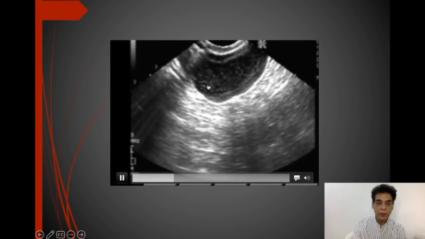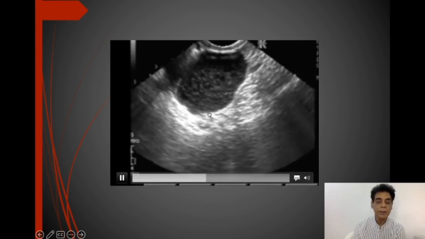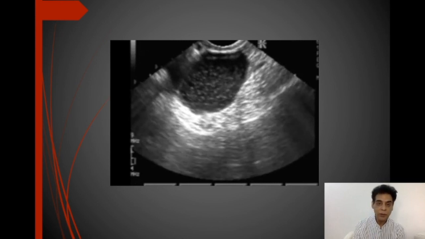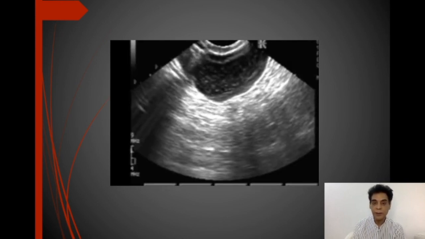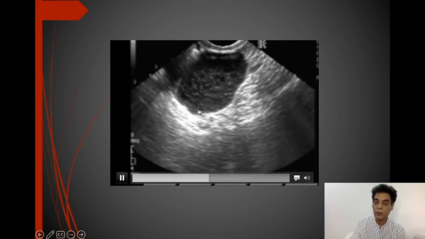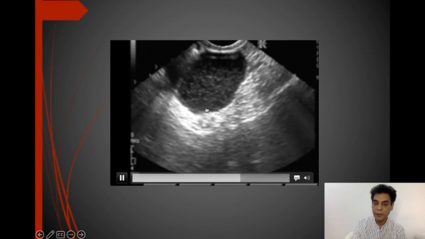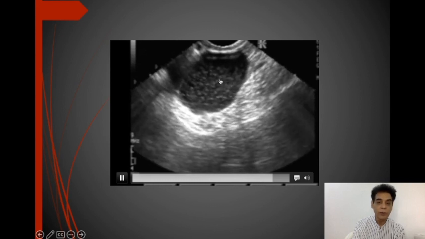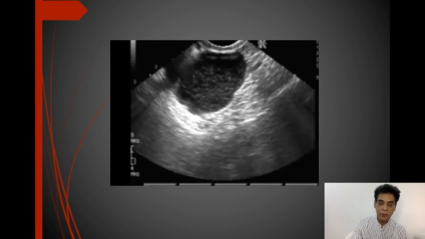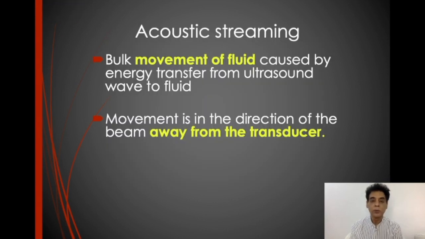This was a case of cystadenoma, and in cystadenoma we can see movement of the particles. Similarly, you may find such movement of the particles in acute hemorrhagic cyst, but of course in chronic hemorrhagic cyst, when clotting has started, the particle movements will not be seen. Now let us go on to the basic topic, which is acoustic streaming. Now, what is this acoustic streaming?